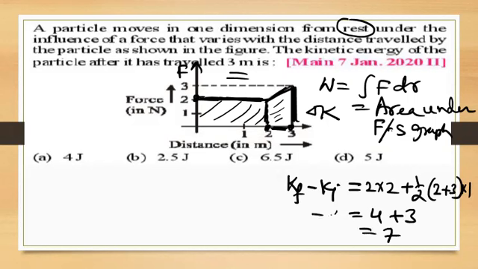And the initial kinetic energy is 0 because the particle initially was at rest. So half into mass is, okay, we need to calculate the kinetic energy only, not speed. So simply kinetic energy we need to calculate.